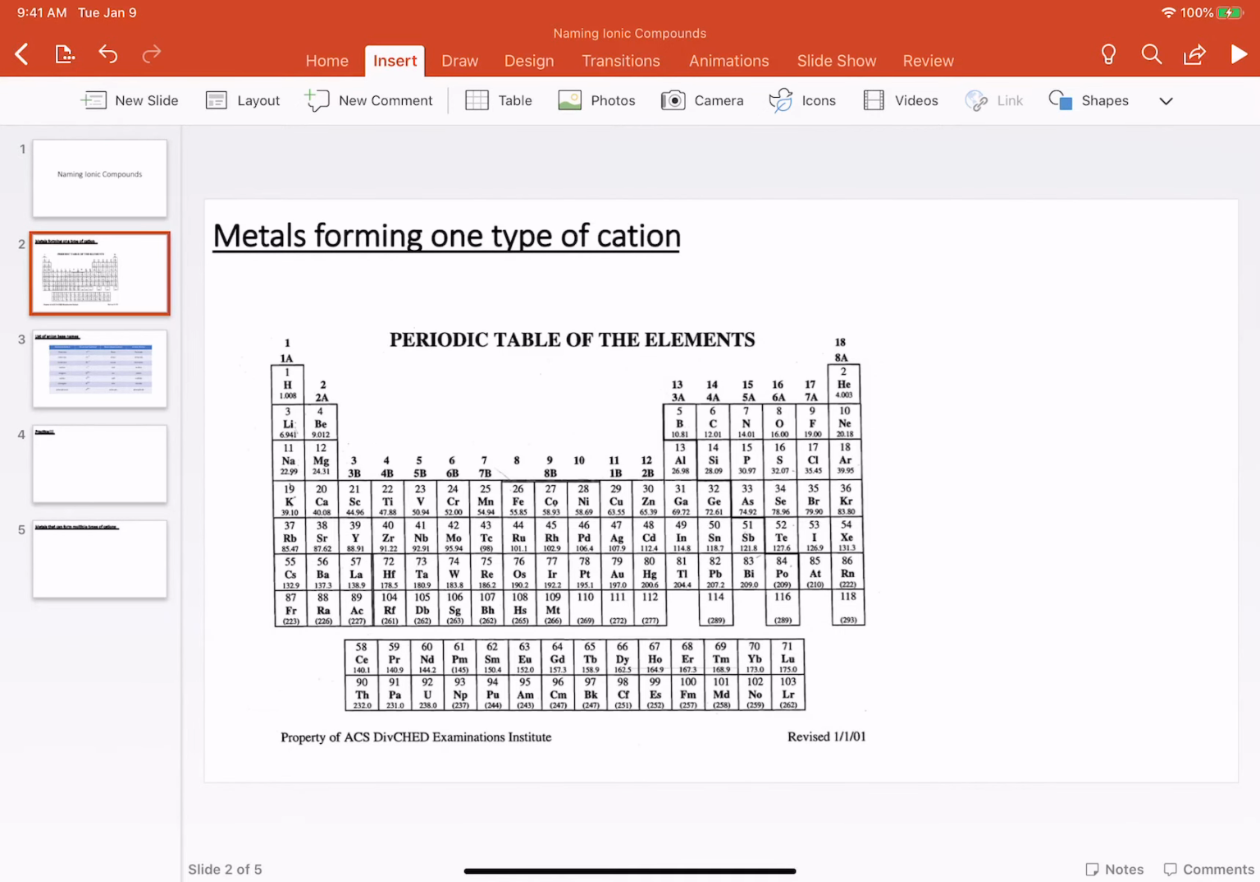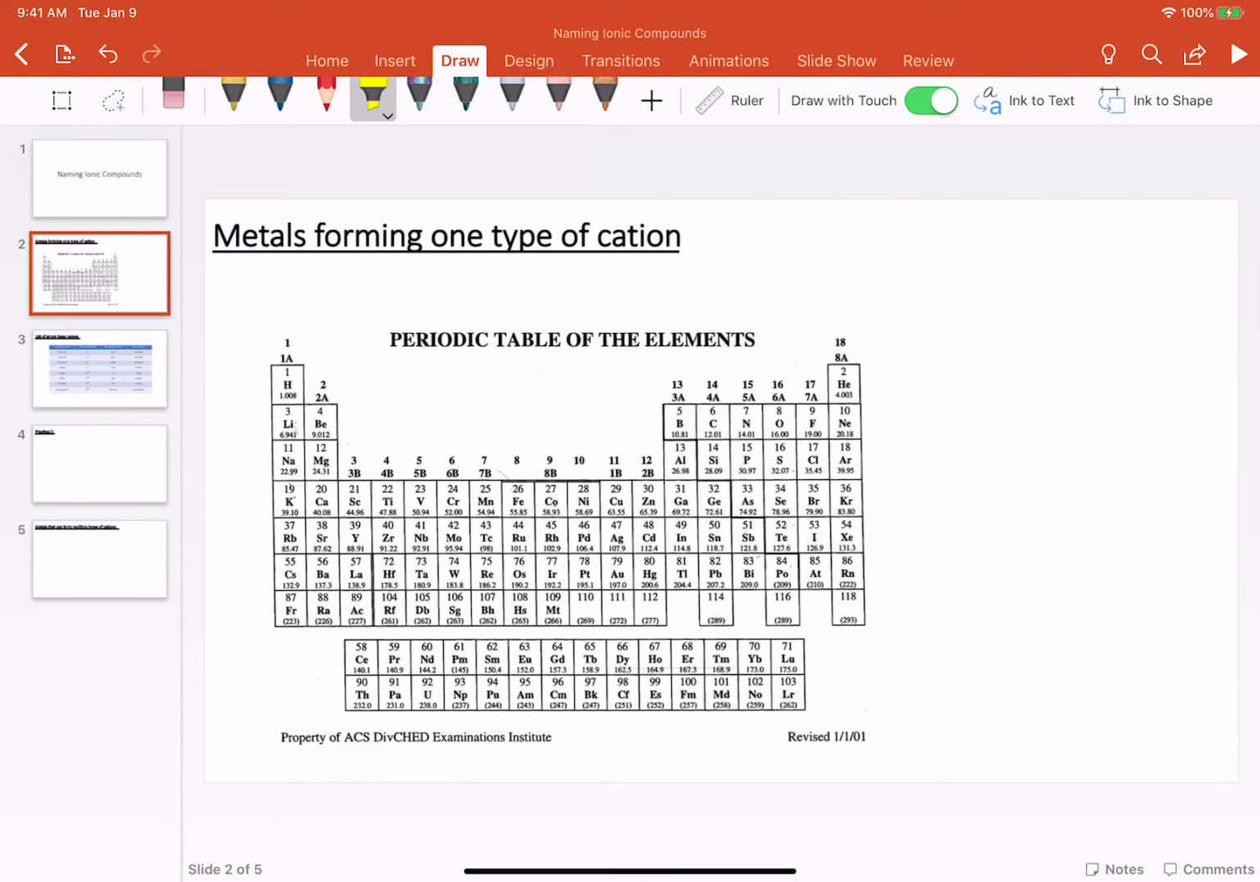There are two different things we have to consider when we are naming ionic compounds, because ionic compounds can be named one of two ways. So we're going to start with the first type, which is ionic compounds that are made of metals that form only one type of cation. So which metals form only one type of cation? We have to take a look at this.